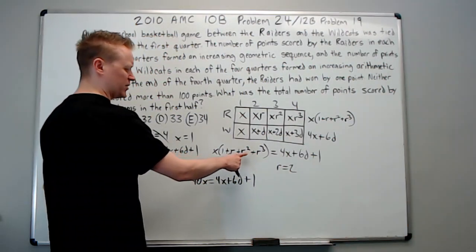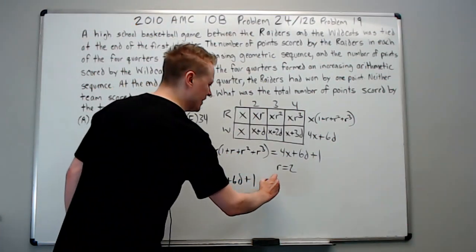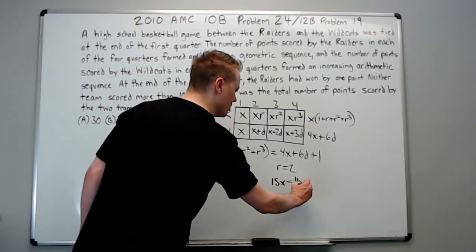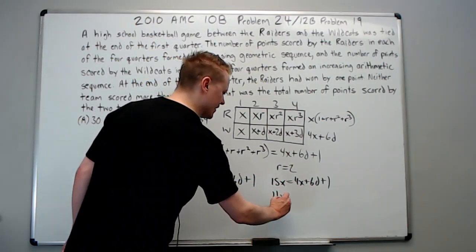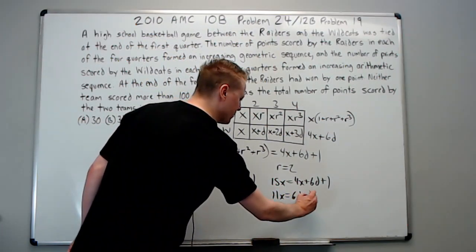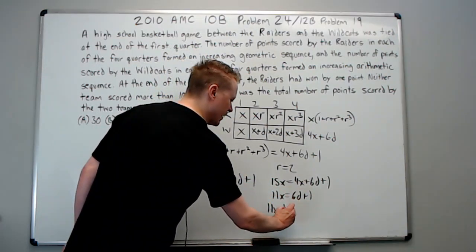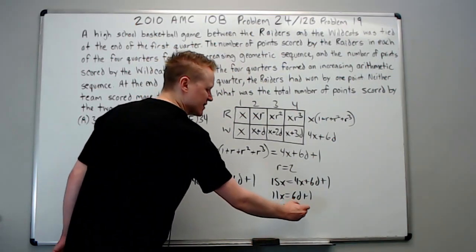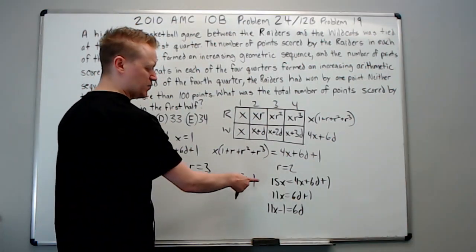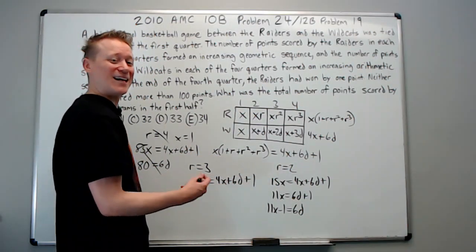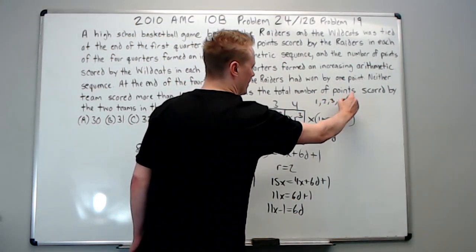Okay, so 8 plus 4 is 12. Plus 2 plus 1 is 15. You're going to get 15x equals 4x plus 6d plus 1. Let's subtract 4x to get 11x equals 6d plus 1. And in fact, I'm going to subtract 1 more and do 11x minus 1 needs to equal 6 times whatever that common difference is for the Wildcats. Now, what can x be? Considering 15x must be less than 100, the possible values for x are 1, 2, 3, 4, 5, and 6.